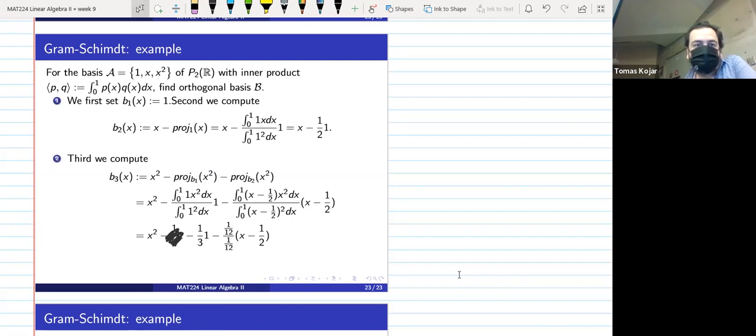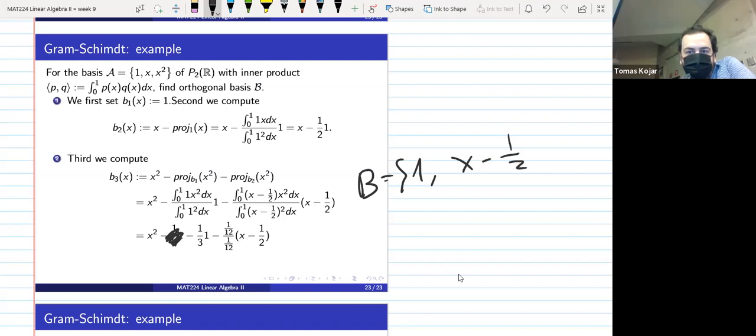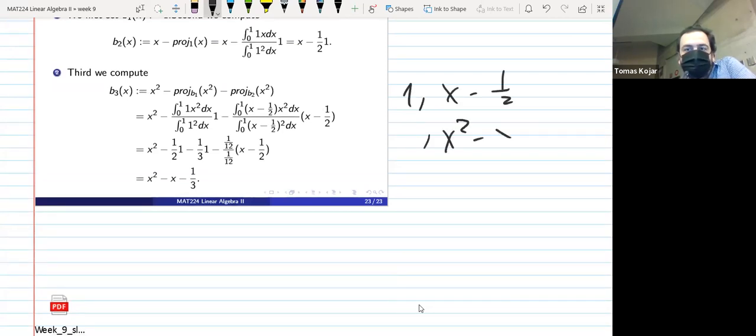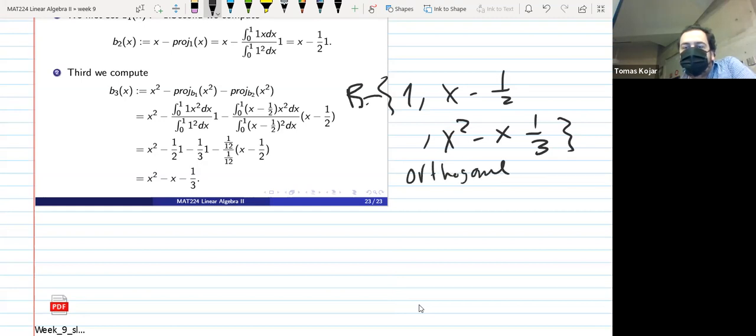So it's starting to look terrible, right? So our basis would be 1, x minus a half, and then x squared minus x minus a third. This guy is orthogonal with respect to the integral inner product. Okay. All right. Let's go.